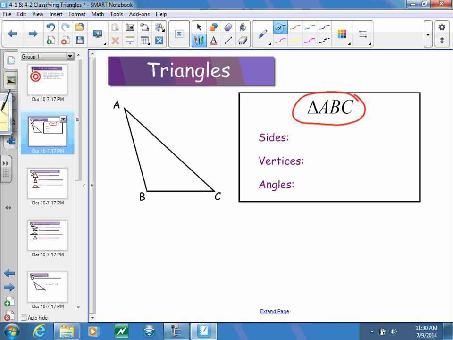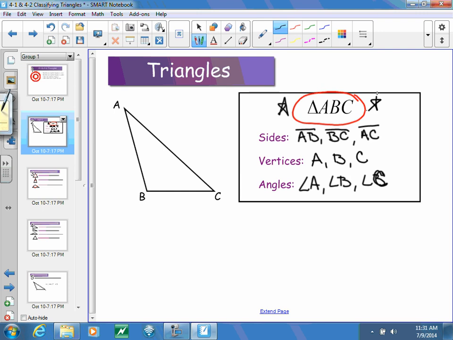So our triangle has three sides to it. It has side AB, it has side BC, and it has side AC. With three sides, it has three vertices, A, B, and C, and it has three angles. So I have angle A, I have angle B, and we have angle C. So that's pretty much everything that we already know about a triangle. New notation that you have not seen before.